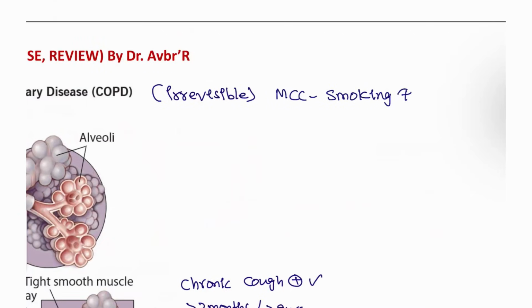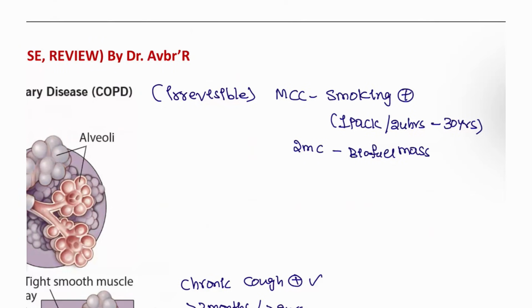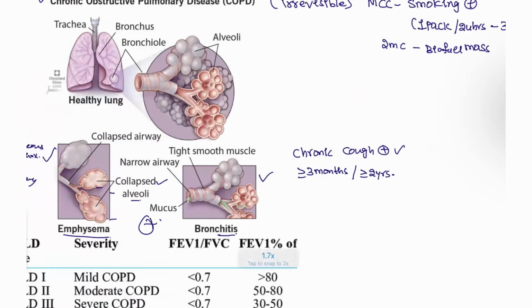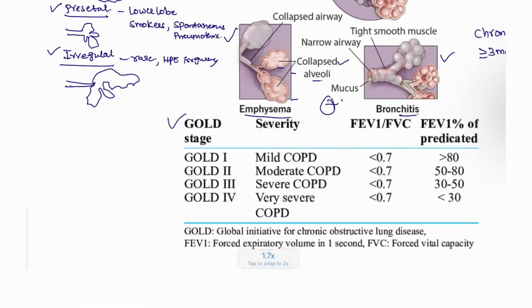So does every smoker have COPD? No. At least this patient will have a history of one pack per 24 hours and at least 30 years of history. And the second most common, if females are involved, is due to biofuel gas or biofuel smoke. That is going to be the second most common. Next, we have the specific criteria for this patient, that is the GOLD criteria.